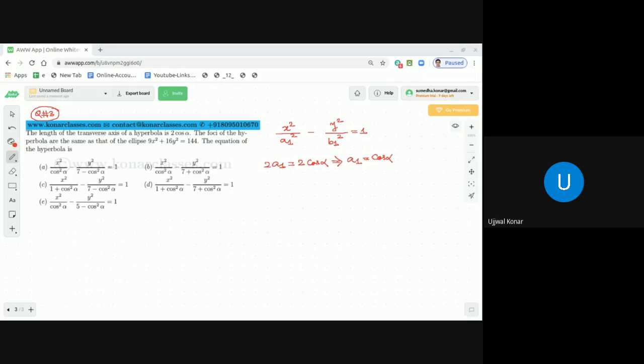Now, according to the question, the eccentricity of this hyperbola is the same as the eccentricity of the ellipse. And what is the equation of the ellipse?